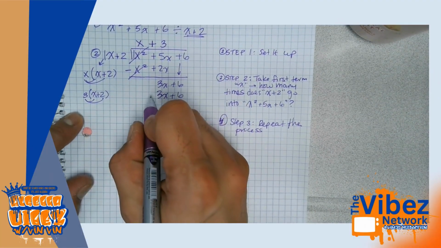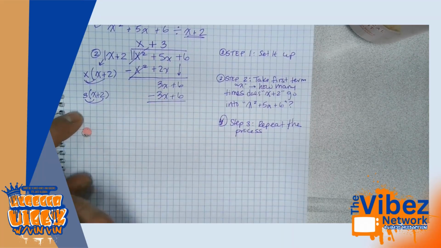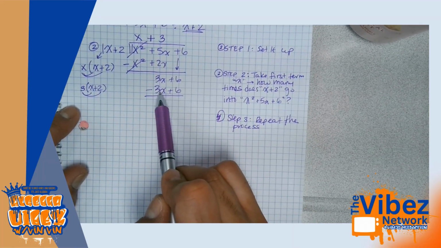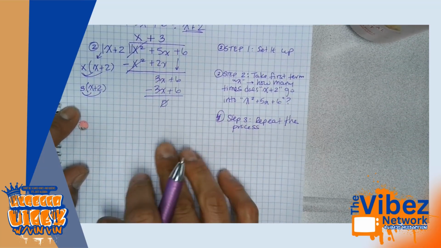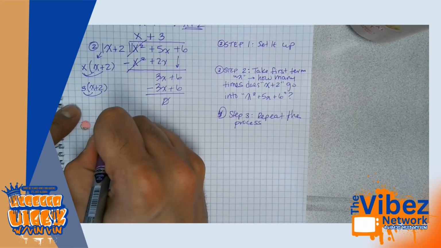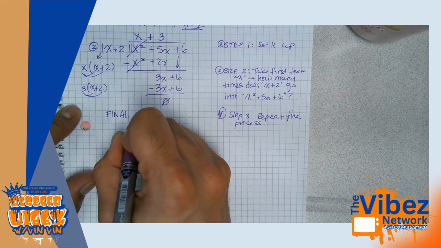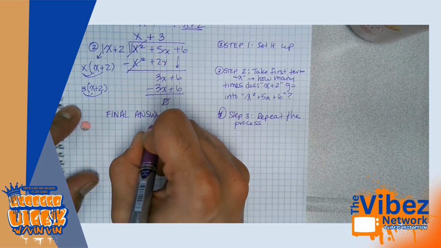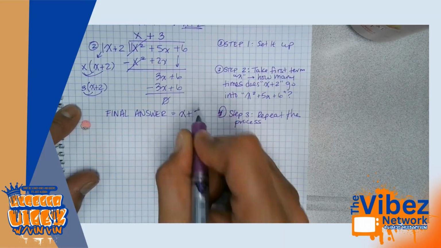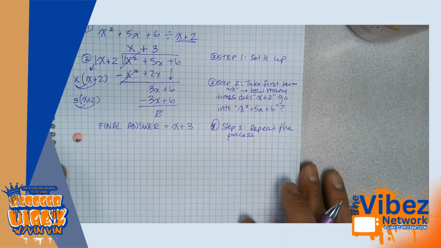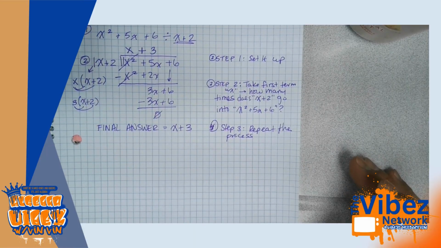Now that we're finding the difference, we're going to go ahead and say 3x minus 3x, and 6 minus 6 gives us 0. Therefore, our final answer is going to be equal to x plus 3. All right, we're going to go over another example in just a moment.